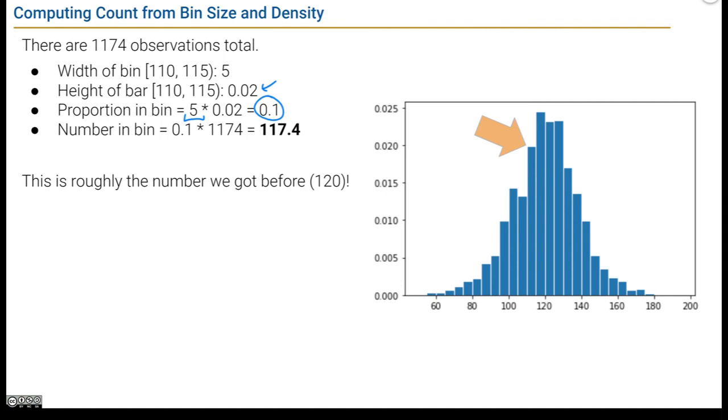The units of this y-axis is the proportion of data points per unit of X. In this case, our unit of X is ounces of babies.